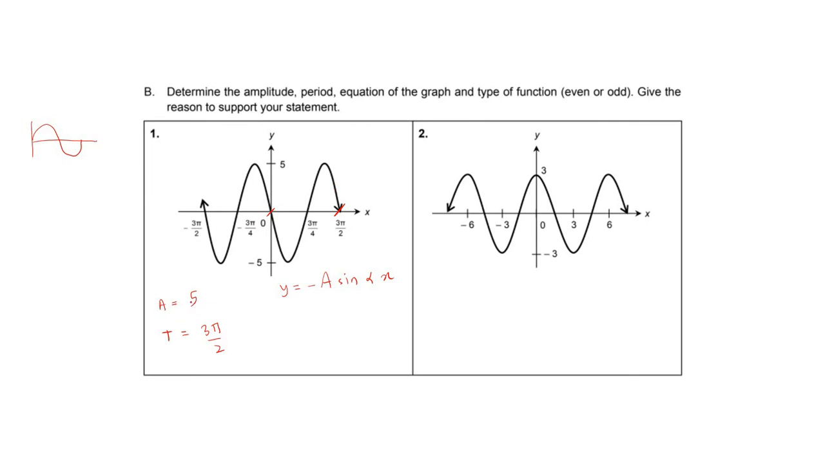A, we know that amplitude is equal to 5. Alpha, okay, kita tak tahu nilai alpha. Alpha kita boleh dapat daripada period, because to find period equal 2 pi over alpha, which is 3 pi over 2. So from here we get alpha equal 4 over 3. So now we can substitute y equal -5 sine 4 over 3 x. So that is the equation of the graph.